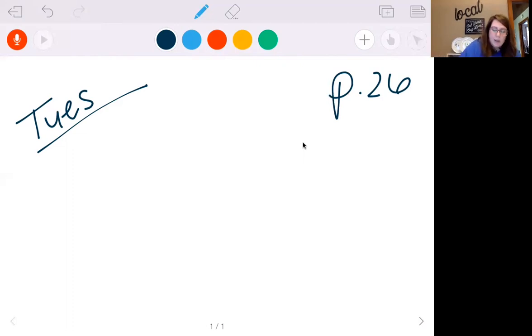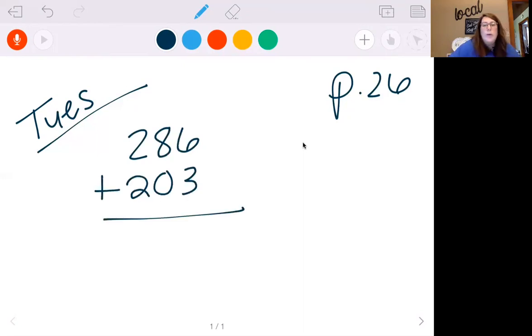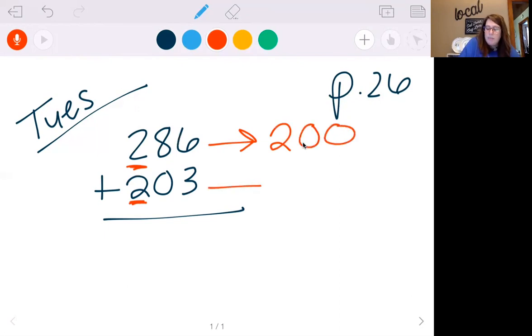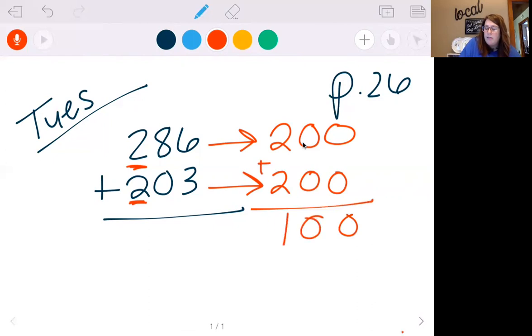So this is a pretty easy one. If we have 286 and 203, when we're using front-end estimation, all we do is take the biggest place and everything after it, make it zeros. So my biggest place is the hundreds place in both of them. So what I would do is keep the biggest place, keep that 2, and make everything after it zeros. Same thing here, I'm going to keep the 2 and make everything after it zeros. And when we add it up, we get 400. So that one's a pretty easy way.